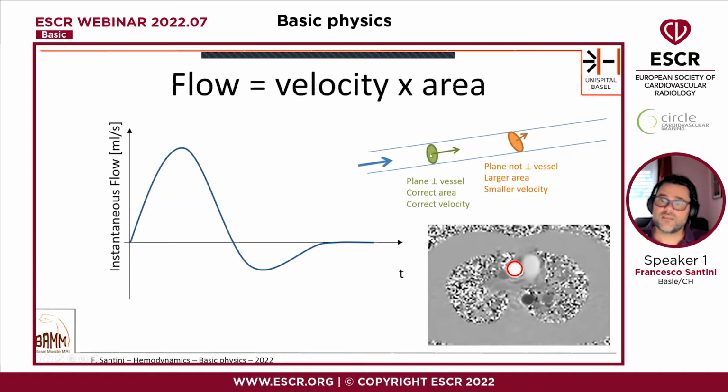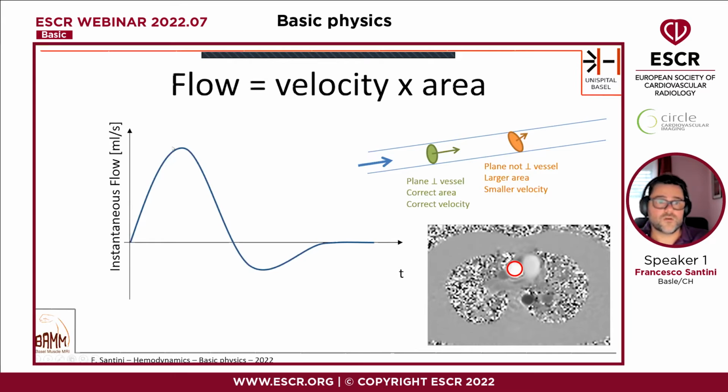So this velocity is maximum when the plane is perpendicular to the vessel. If the plane is not perpendicular to the vessel, the velocity that we measure is a bit lower because we have some angulation and we don't capture the whole velocity. But on the other hand, we have a larger area here, so these two errors kind of compensate each other. And so we are more robust if we mismatch the angulation of the plane.